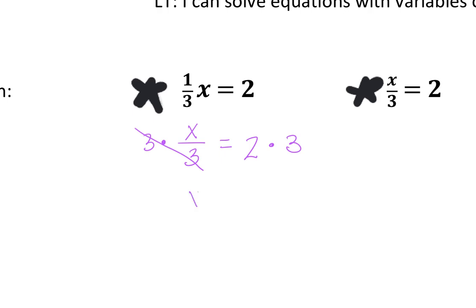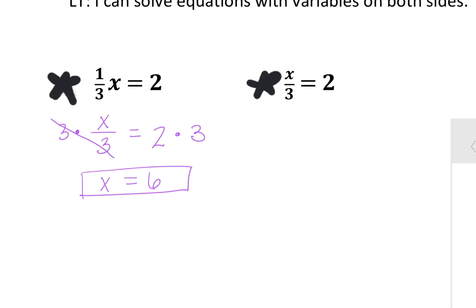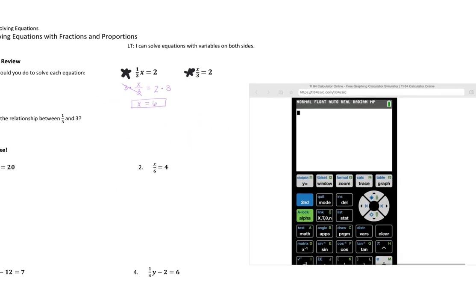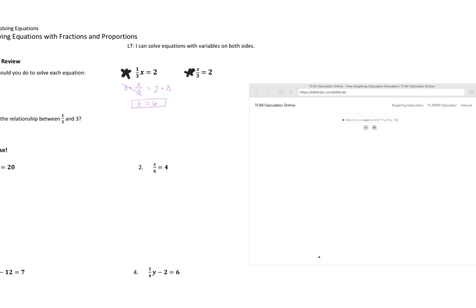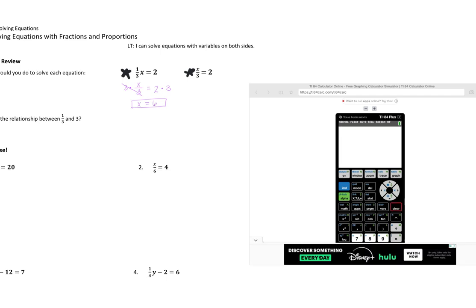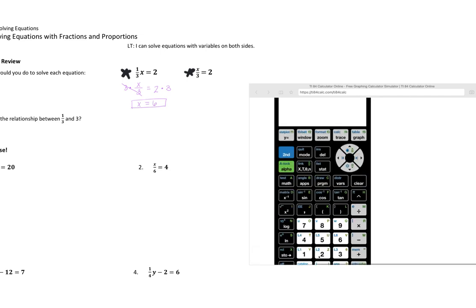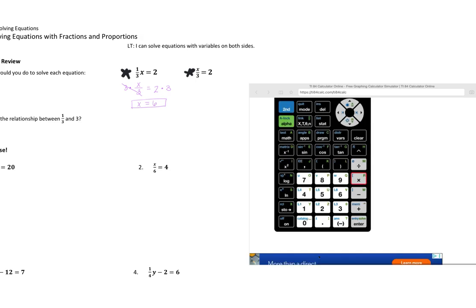So I see that x is left by itself on the left side, right? The 3's went away. 2 times 3 is going to be 6. Again, use your calculator as much as you can. I have my calculator right here on the side. You have your physical one that you can use. But when we use our calculator, let's look. We'll do 3 times 2, and let's get an answer.